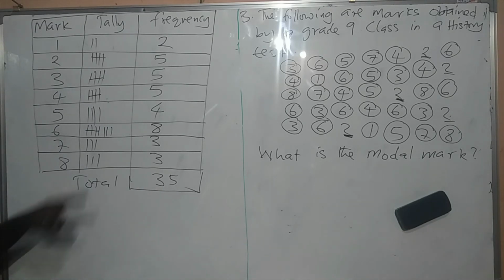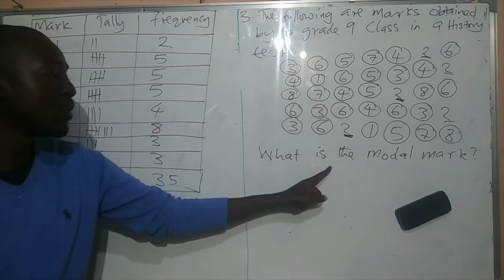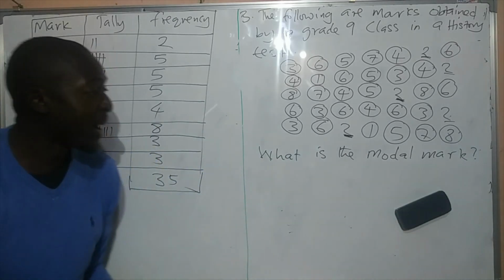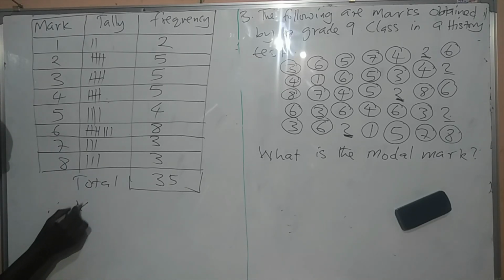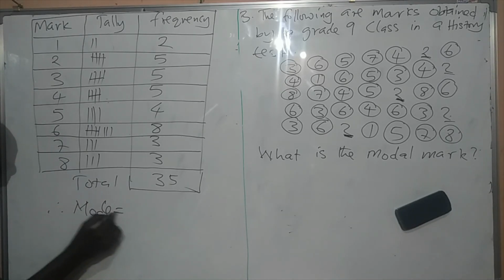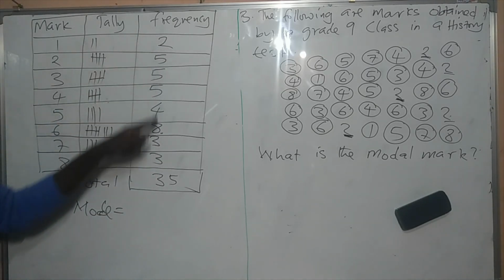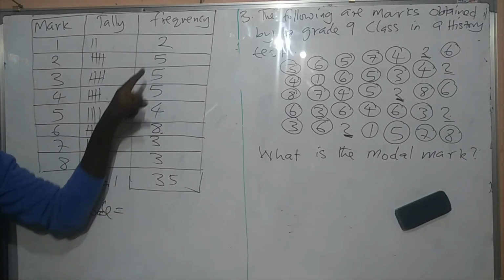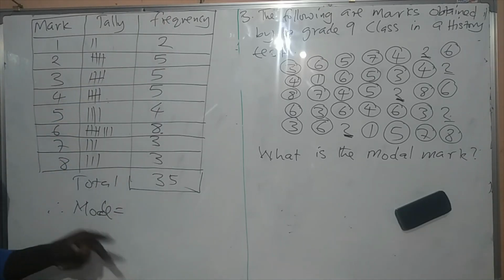Okay, so this is how you construct a frequency table, but we've not yet answered the question which says what is the modal mark? What is the mode? Which number appears more times than the others? So we can say, therefore, the mode is equal to, and then we check here. So we have 8. 8 is the biggest number. You check for the largest number on the frequency, because the frequency shows you how many times the number appears.